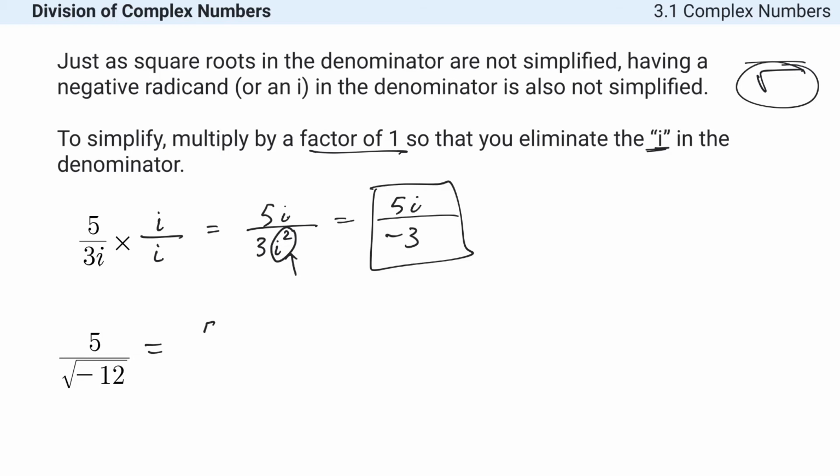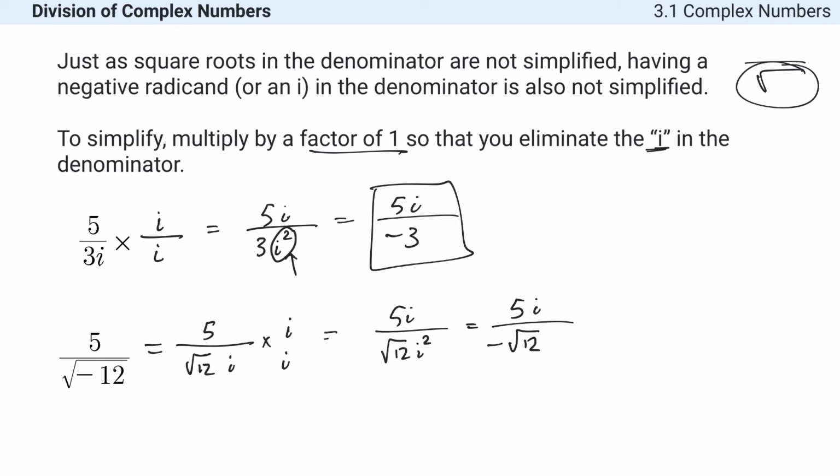So I can rewrite this as 5 over root 12i. And if I want to get rid of the i, I'm going to multiply the top by an i and the bottom by an i. So I'll get 5i over root 12i squared. And i squared is a negative 1, so this would be a negative root 12. Notice the negative is outside the radical, that's okay.